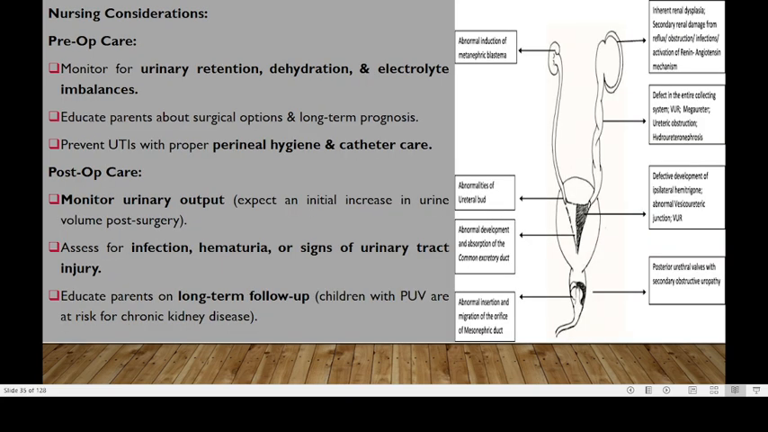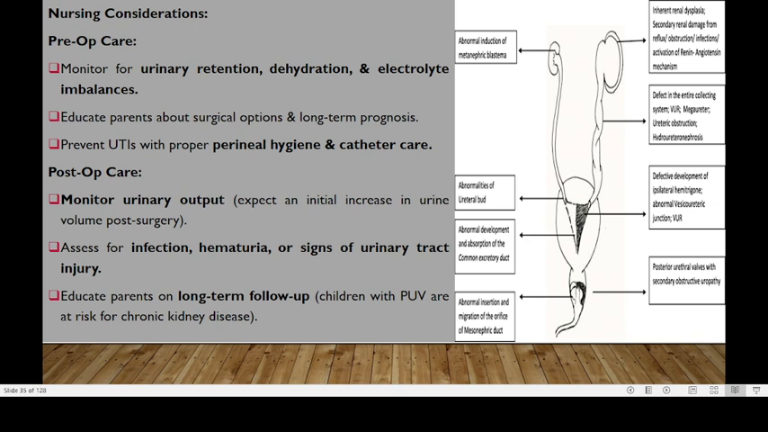For the nursing considerations, in pre-op care we monitor for urinary retention, dehydration, and electrolyte imbalance. We educate parents or caregivers about the surgical options and long-term prognosis, and prevent UTIs through proper perineal hygiene and catheter care. In post-op care, we monitor urinary output. You expect an initial increase in urine volume post-surgery. You assess for infections, hematuria, and signs of urinary tract injury. You educate parents on long-term follow-up.